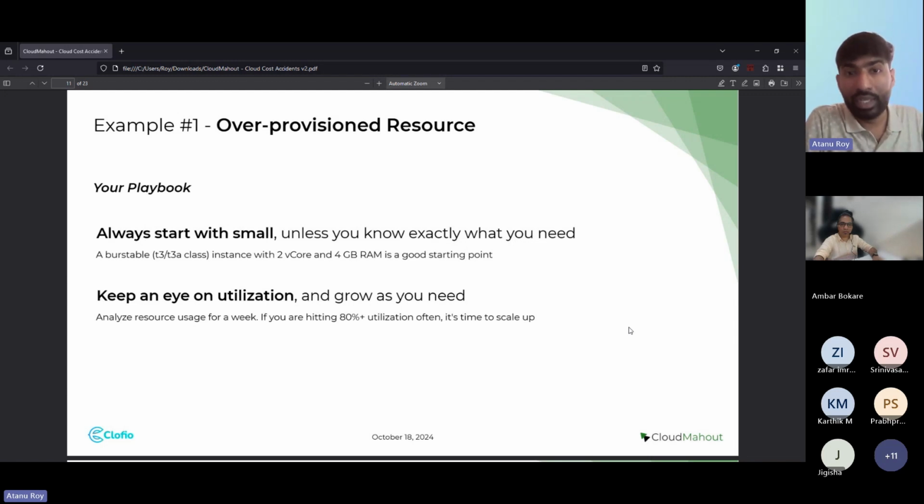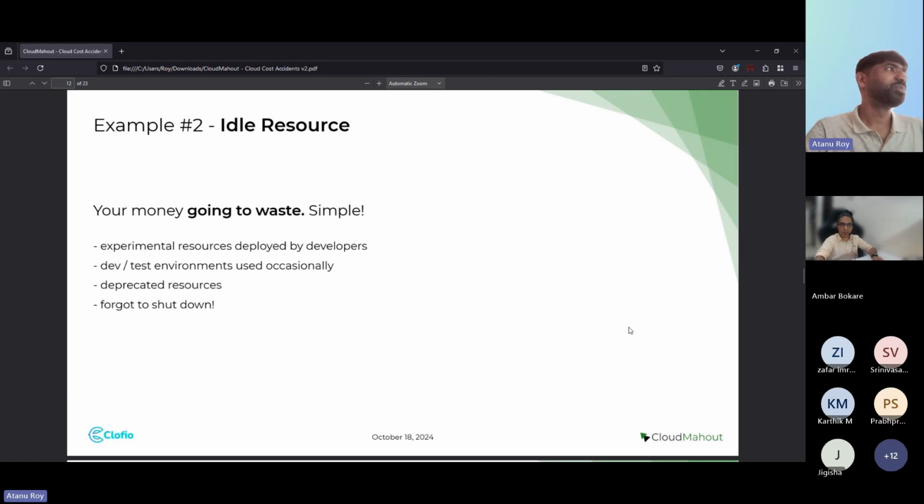If it is the very beginning of your journey, you are starting just with your infrastructure, start small, and as you grow, keep increasing your infrastructure until you find the right combination. So that was about the over provisioned resources. Let's move on to the next one.